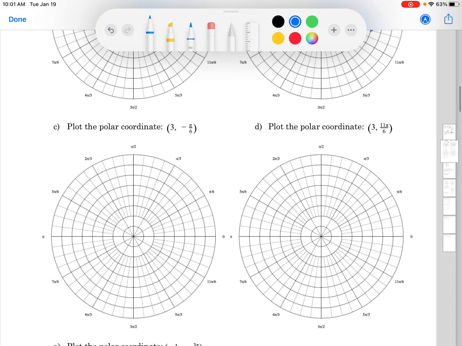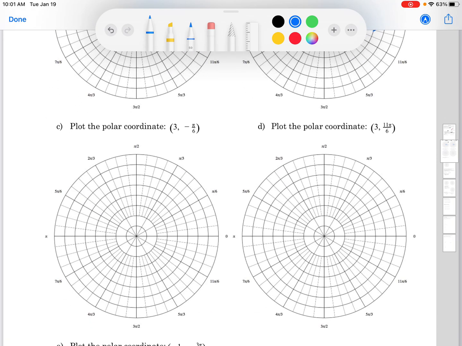All right, for the next one, we want to go to 3, negative pi over 6. Remember, back to the unit circle, negative pi over 6 is actually going down this way. So 11 pi over 6 is the same thing as negative pi over 6. 3 is going to be 3 circles out. Remember, 1, 2, 3. So in that direction, 3 circles out, that point that we are plotting is right there. And then 11 pi over 6 looks exactly the same, as we know. 1, 2, 3, 11 pi over 6 and negative pi over 6 are equal to each other. So it should be that same point on the 11 pi over 6 line, 3 circles out.